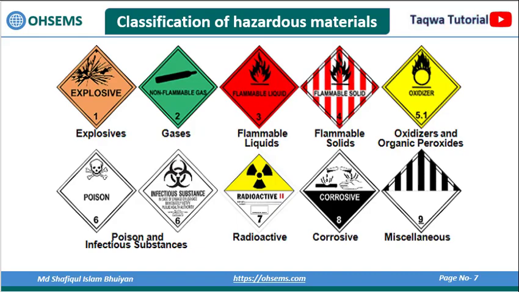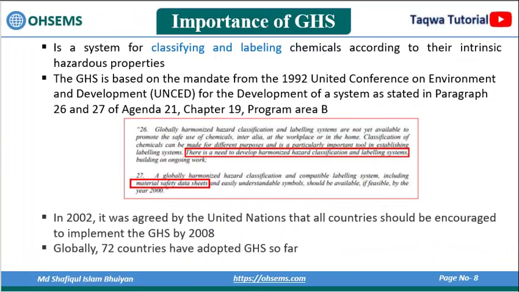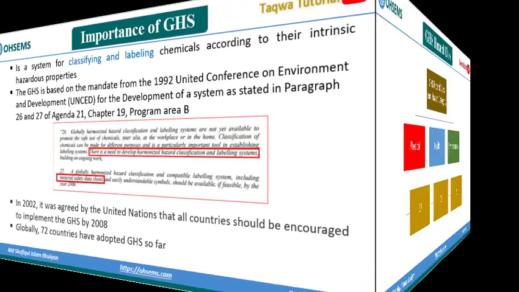Class 9, miscellaneous dangerous substances. The GHS is a system for classifying and labeling chemicals according to their intrinsic hazardous properties. The GHS is based on the mandate from the 1992 United Nations Conference on Environment and Development, UNCED, for the development of such a system as stated in paragraphs 26 and 27 of Agenda 21, Chapter 19, Program Area B. In 2002, it was agreed by the United Nations that all countries should be encouraged to implement the GHS by 2008. Globally, 72 countries have adopted GHS so far.